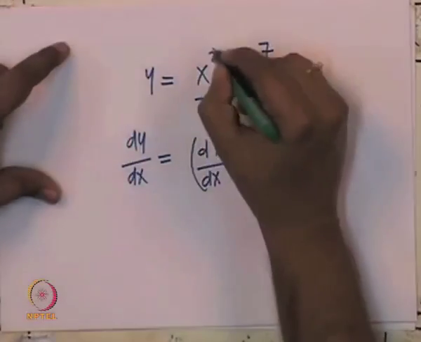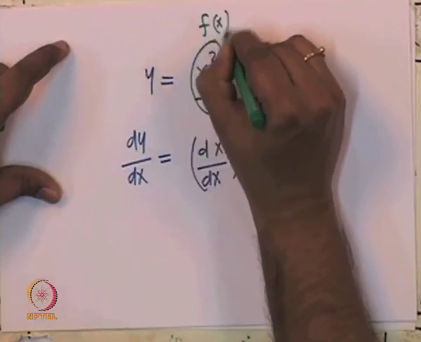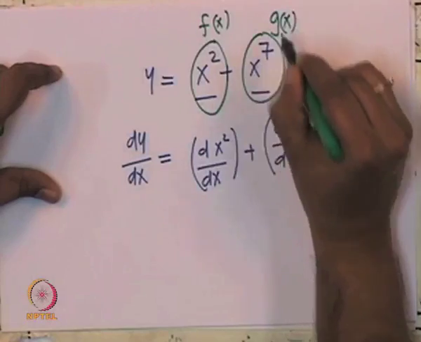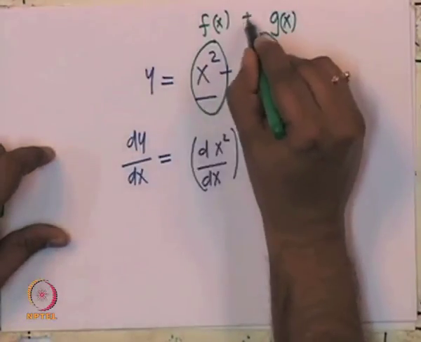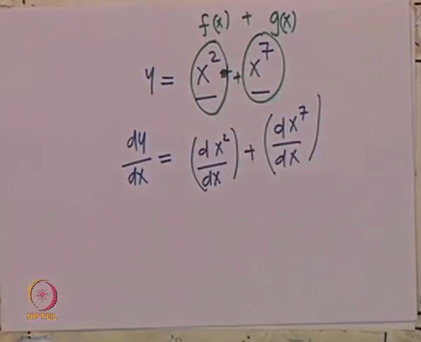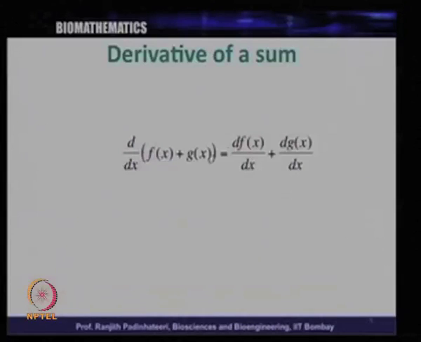So, this x power 7, I call this f of x, some function f of x, x power 2, and this I call some other function g of x, and this is f of x plus g of x, the sum of these two things. The derivative of this is equal to the derivative of the first function plus the derivative of the second function. So, this is the second rule that you should learn. There are two rules which you should learn: derivative of x power n and derivatives of sum of two functions. If you know this much, this is enough to learn many things.